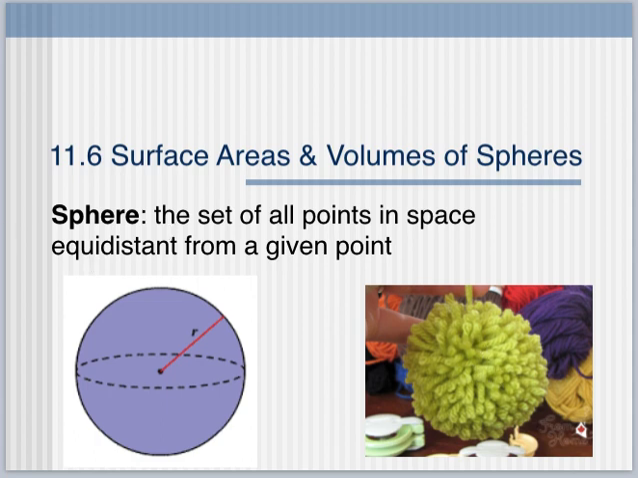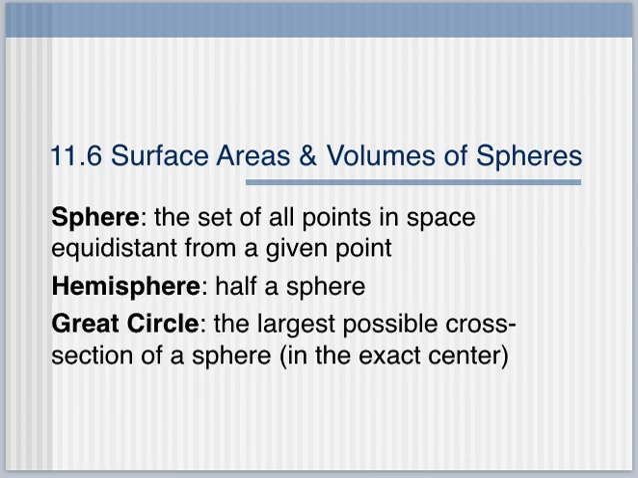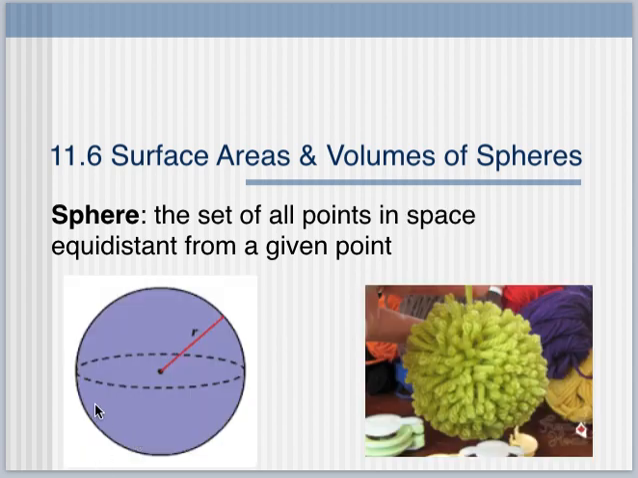So that's really the technical definition of a sphere, the collection of all the points, the radius distance, out in all directions from the center. There's a couple other terms you need to be familiar with. Hemisphere means half of a sphere, and a great circle is the largest possible cross-section of a sphere. So, for example, this dotted line here, that's the largest possible cross-section. I'd get smaller circles if I took cross-sections anywhere else. That's a great circle.